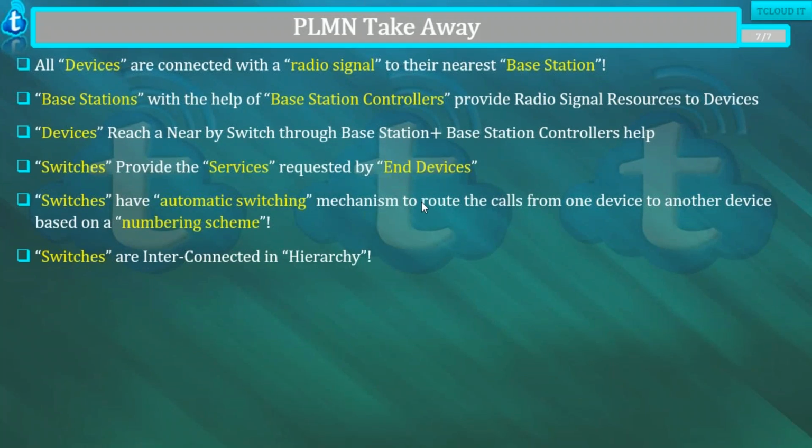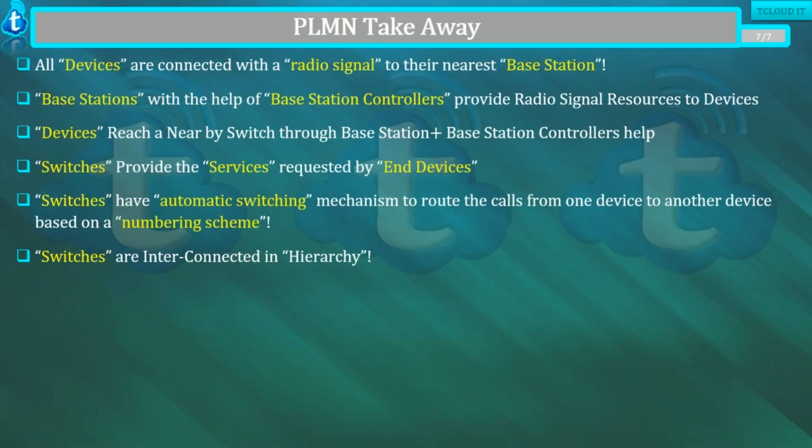So what was the PLMN takeaway? All devices are connected with a radio signal to the nearest base station, but these base stations or towers are going to be connected to base station controllers, which will be responsible for allocating radio resources to different mobile phones that are requesting services. So the base station controller's duty is only to allocate the radio resources.